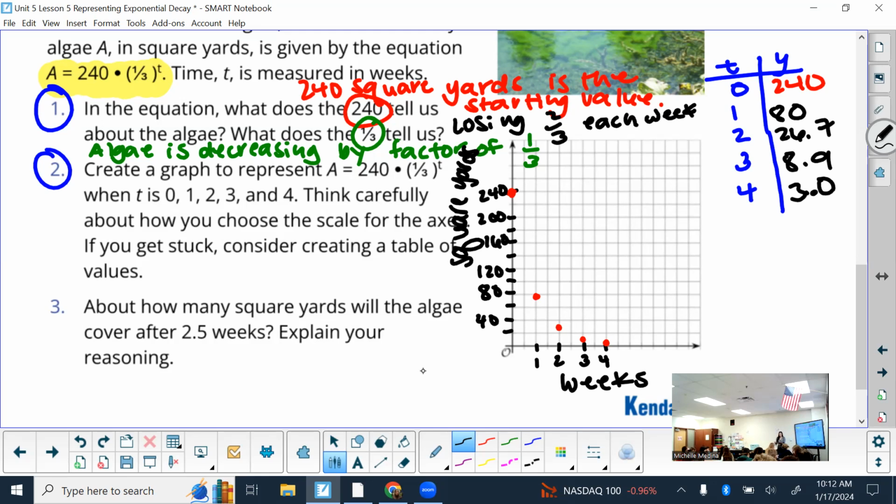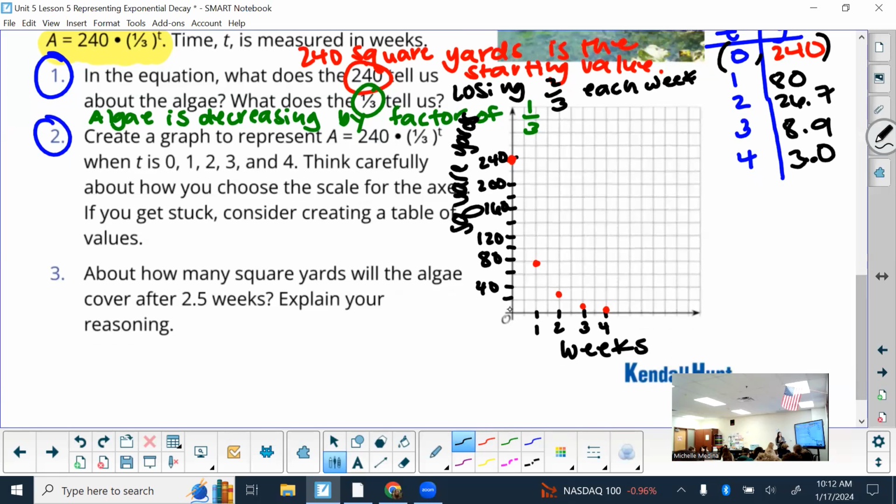Remember, these are all coordinates. So find 0 on your X, go up on your Y 240, put a dot there. Find 1 on your X, go up 80, put a dot there. The rest you have to estimate, but 27 would be somewhere between 20 and 40. 9 would be somewhere between 0 and 20. And the 3 would be closer to the 0. It looks something like that. It's decreasing at a really fast rate over time. Questions on that?